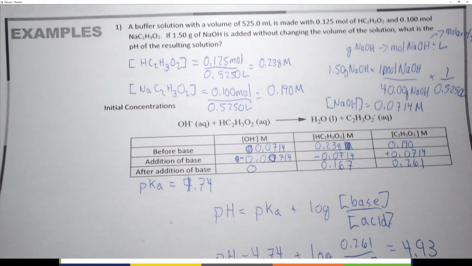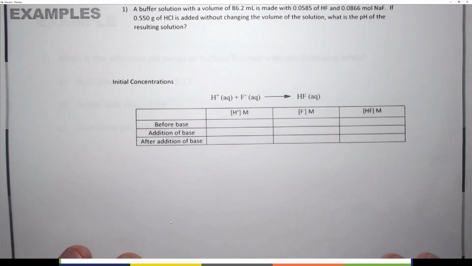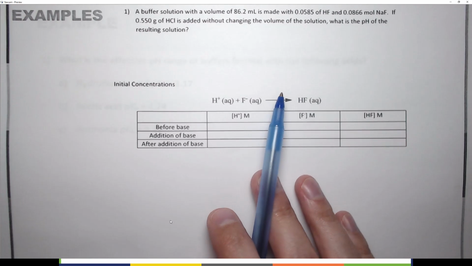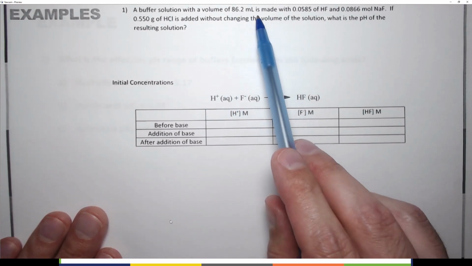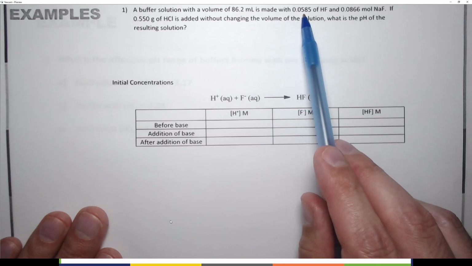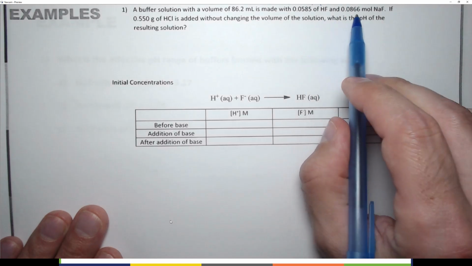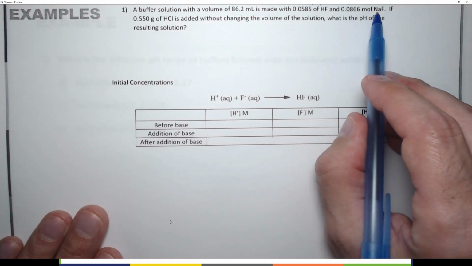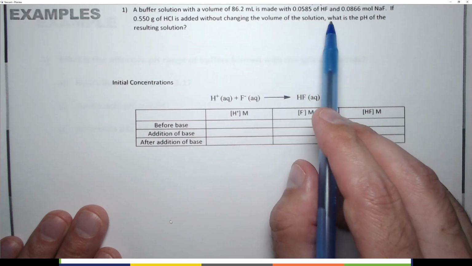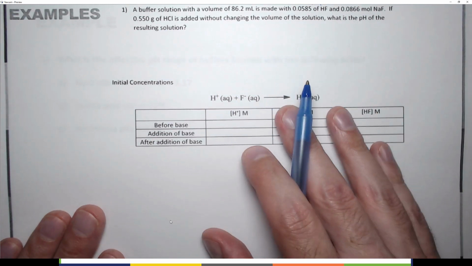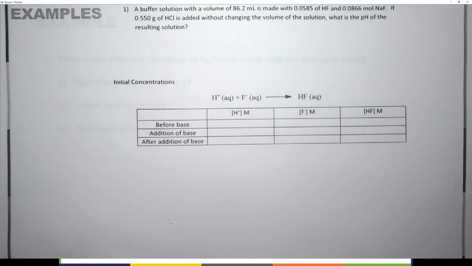Because this example is a little bit complex and has a lot of steps, I do want to go over another one. In this case, we're adding acid instead of adding base. So a buffer solution with a volume of 86.2 milliliters is made with 0.0585, it should say moles, of HF and 0.0866 moles of NaF. If 5.5 grams of HCl is added without changing the volume of the solution, what is the pH of the resulting solution?